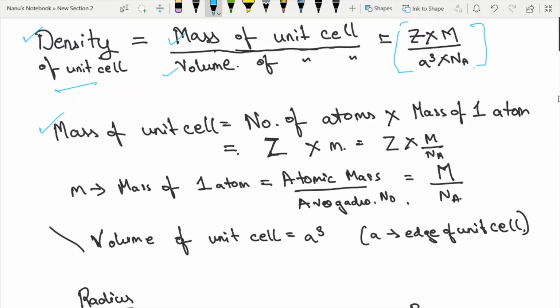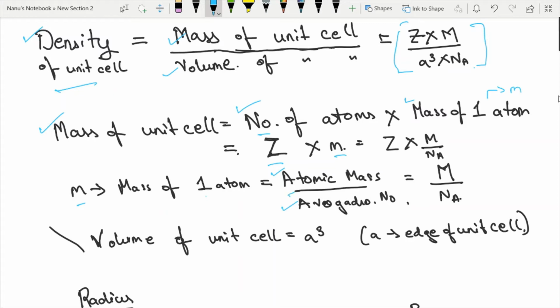And so over here we have the mass of unit cell divided by the volume of unit cell, and the mass of unit cell is given by the number of atoms and the mass of one atom. So suppose this mass of one atom is m, so I have said the number of atoms is Z and the mass of one atom is m. So this m, which is the mass of one atom, is equal to atomic mass divided by Avogadro's number.